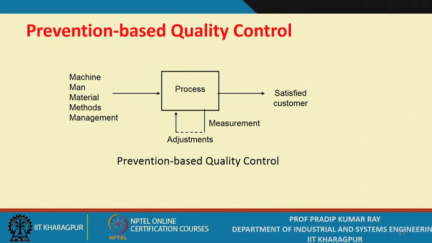You will find that with these prevention based quality control tools and techniques, we will be able to improve the quality of any product or any process. So we have essentially three stages in prevention based quality control. First thing is you have to create a system called quality planning. So you have to document the process of creating quality.